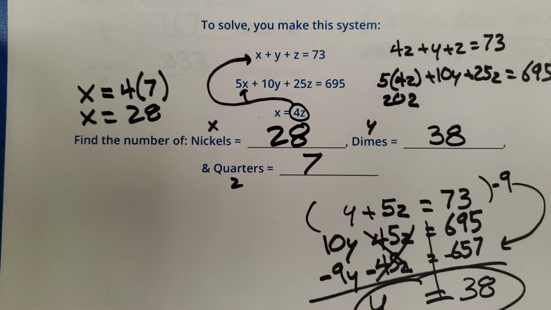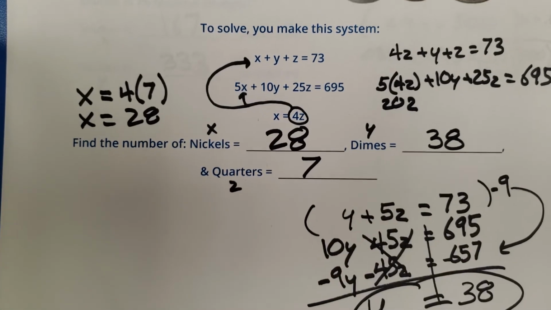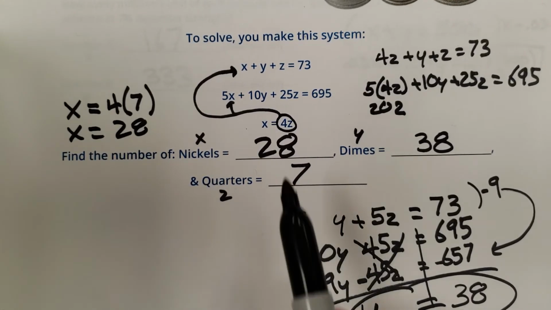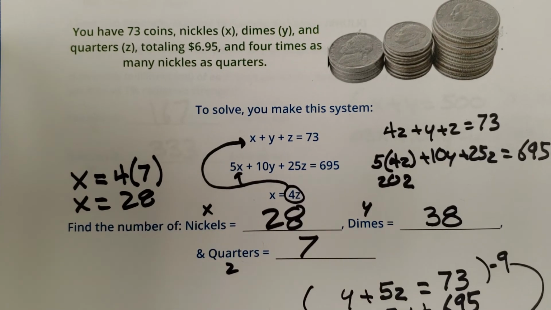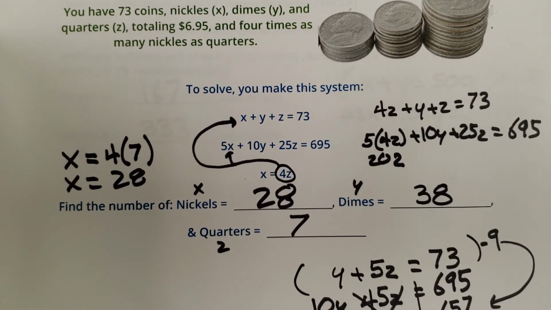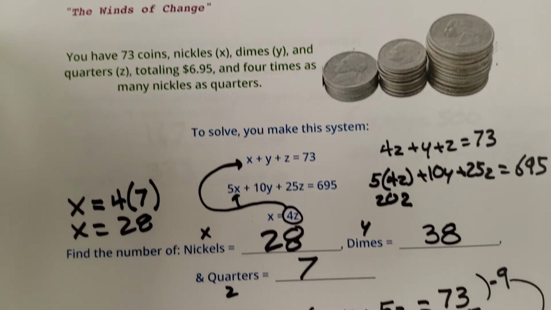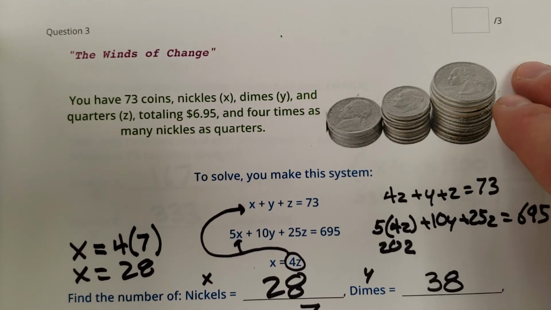Honestly, if you can do a question like that without my help, you should just teach this class, because that's a great question. That's a really, really good one. All right, cool. So 28 nickels, 38 dimes, 7 quarters. I think it all adds up to all the numbers because our algebra worked out pretty nice. So I could spend another 5 minutes checking, but I'm just going to cut my losses right there. So there you go. That's the wind of change, friends.